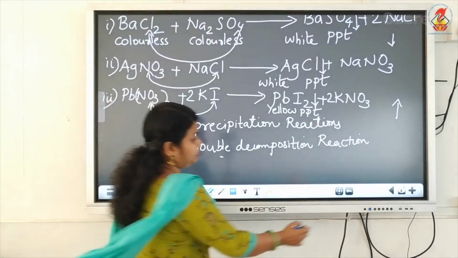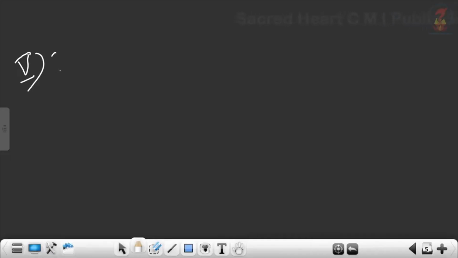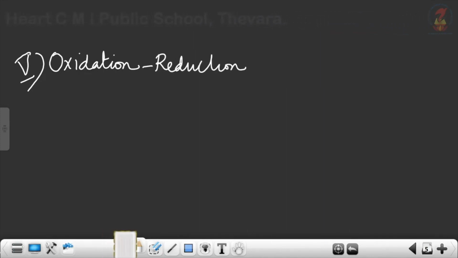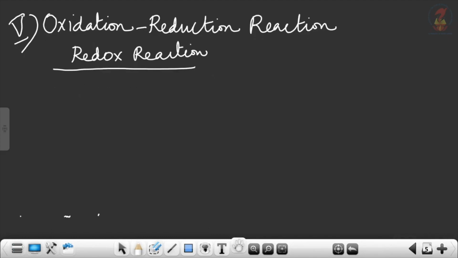And now we move on to the fifth type of reaction, that is oxidation reduction reaction. This reaction is simply known as redox reaction. Oxidation reduction reaction or redox reaction.